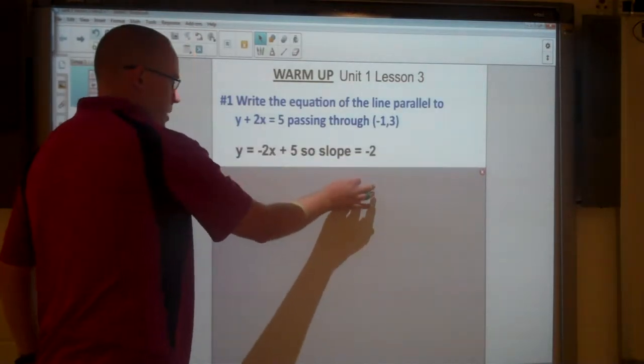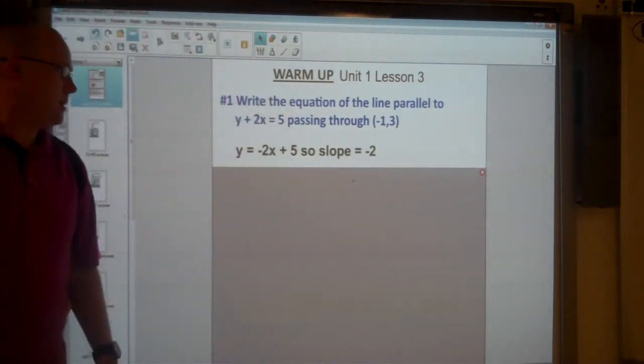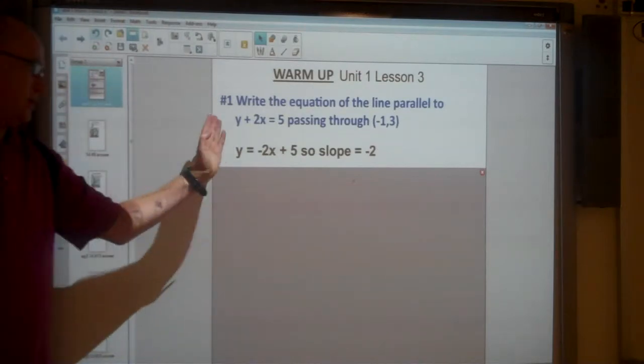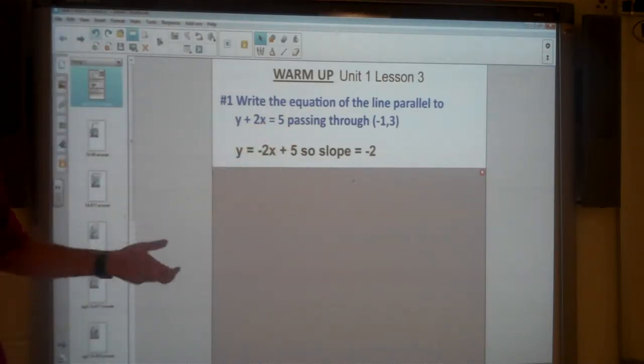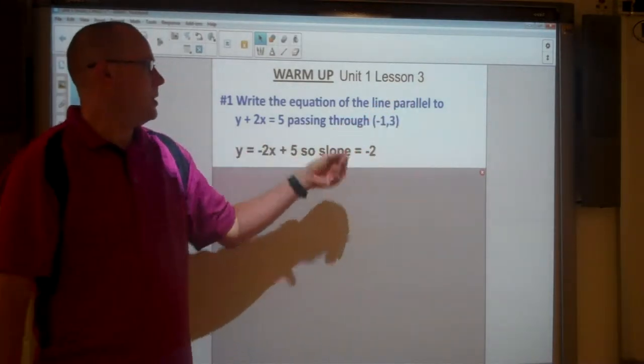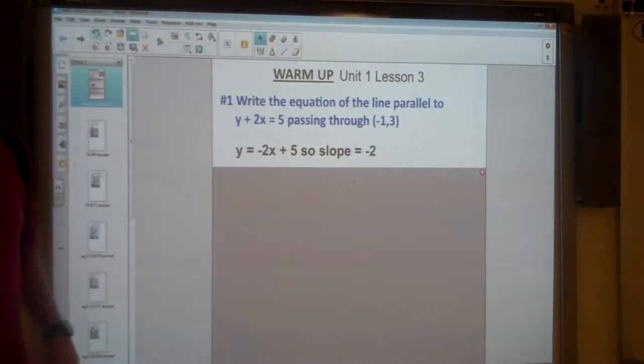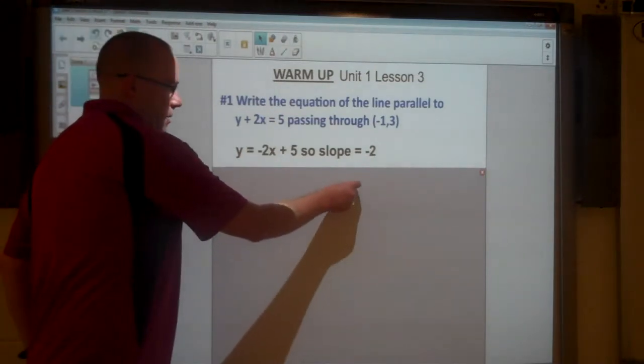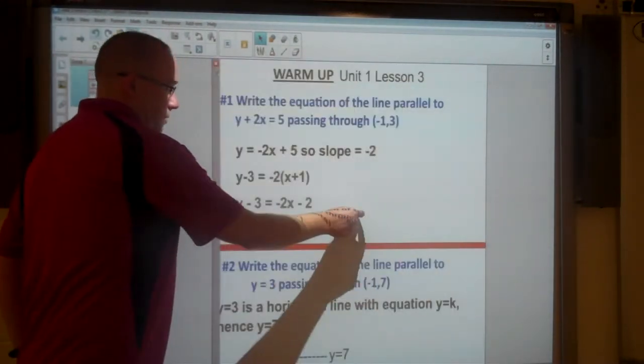There we go. So if I rearrange this, then I get y equals negative 2x plus 5, so the slope would be negative 2 and the intercept is 5. What I'm really interested in is this slope, because I know a line that's parallel to this will have that same slope. As we know a point that it passes through as well, we can also use the point-slope formula, which we looked at in a previous lesson, and also in Algebra 1 too.